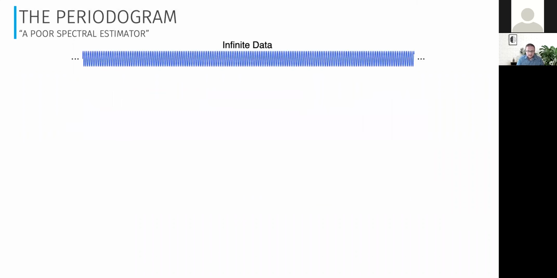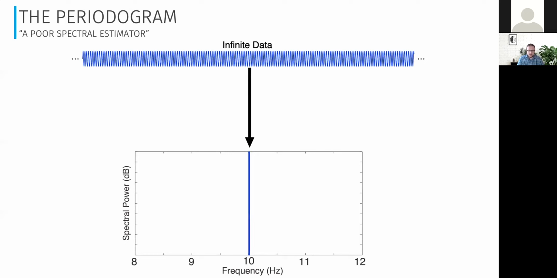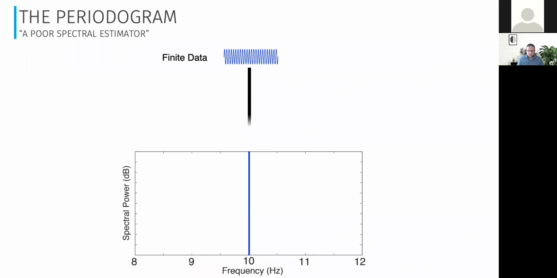So the basic analysis that you do, usually the output of the FFT gives you something called a periodogram, and it's actually a poor spectral estimator. And why is this? Well, as we said, we assume that there's infinite data when you're doing this Fourier transform, but we're doing a discrete Fourier transform, which means we don't have infinite data. We have a chunk of data. If we had infinite data and we computed the actual spectrum of it, we'd have this beautiful perfect line because we have a 10 hertz sinusoid here. But in reality, we have finite data.